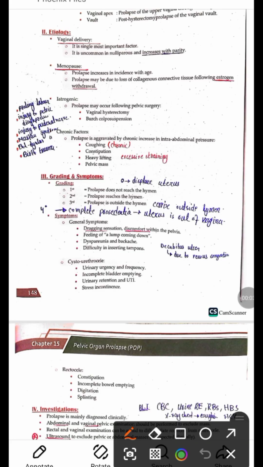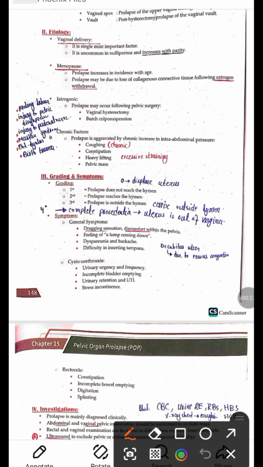Next one is the grading of pelvic organ prolapse. The first is grade 0. In grade 0, there is only a displaced uterus, but in grade 1, the prolapse does not reach the hymen. In grade 2, the prolapse reaches the hymen. In grade 3, the prolapse is outside the hymen. In grade 4, there is complete procidentia.